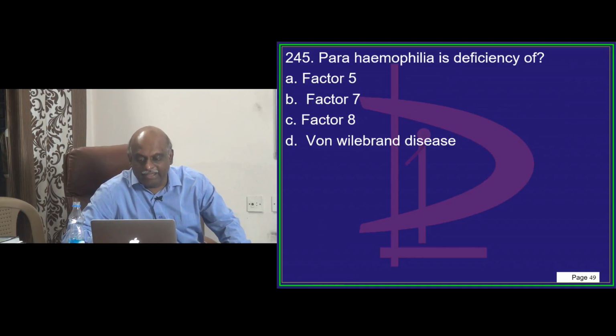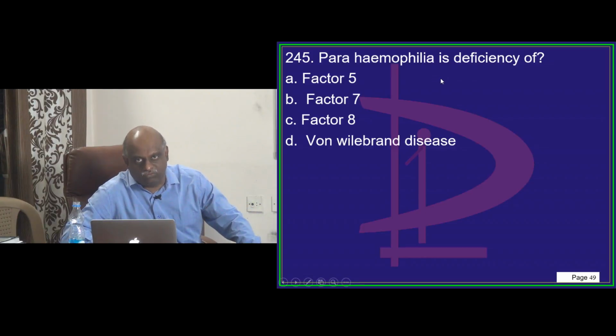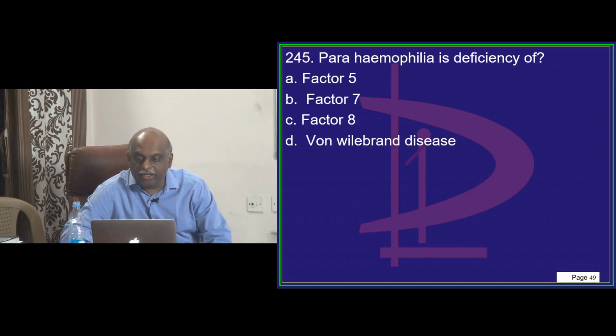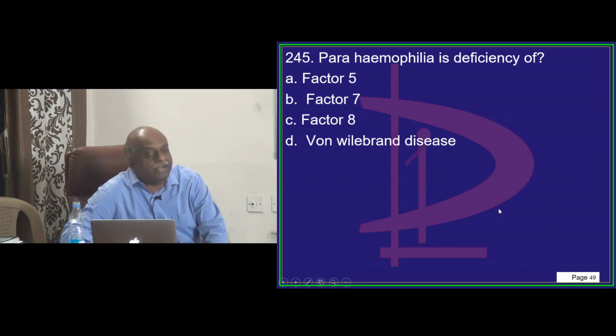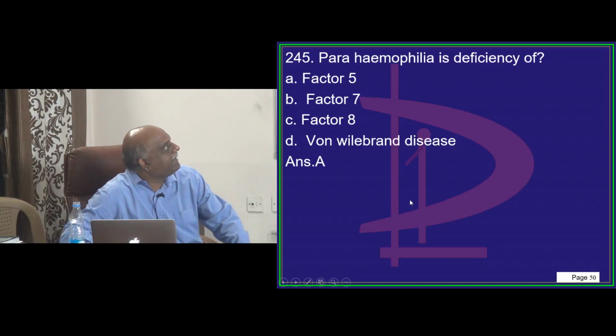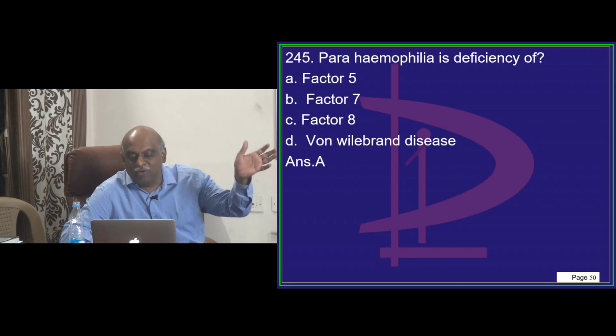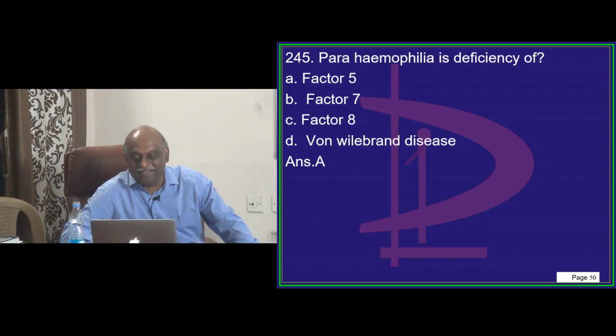Parahemophilia is deficiency of what? Is my question to all of you. Should you answer, doctor? Parahemophilia is a deficiency of what? Aryan Kumar is proposing von Willebrand disease. Maunika, Sudha Shukla, Prachi, Irfan and everybody. So, it is not von Willebrand disease, doctor. Factor 5 deficiency is called parahemophilia, is what you have to basically remember.